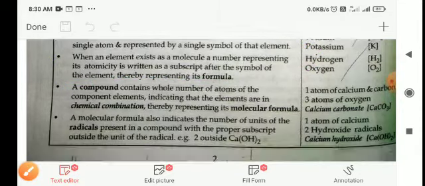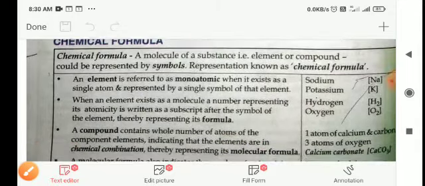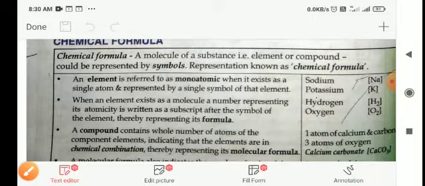A compound contains a whole number of atoms of component elements, indicating that the elements are in chemical combination, therefore representing its molecular formula. A molecular formula also indicates the number of units of radicals present in a compound, with the proper subscript outside the unit of the radical. Example, calcium hydroxide. So there are some terms. Elements are basically single units. For example, hydrogen, nitrogen, oxygen. So these are known as the elements.